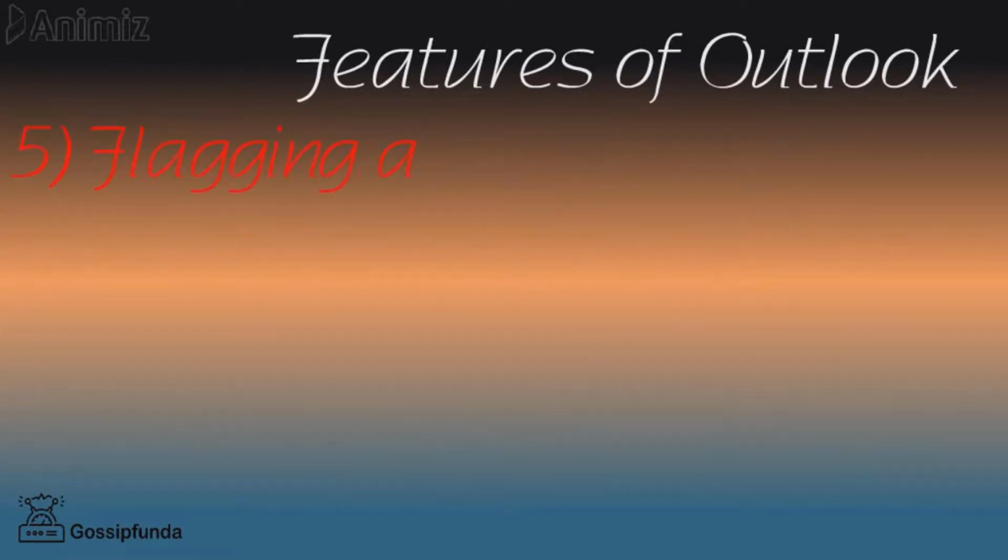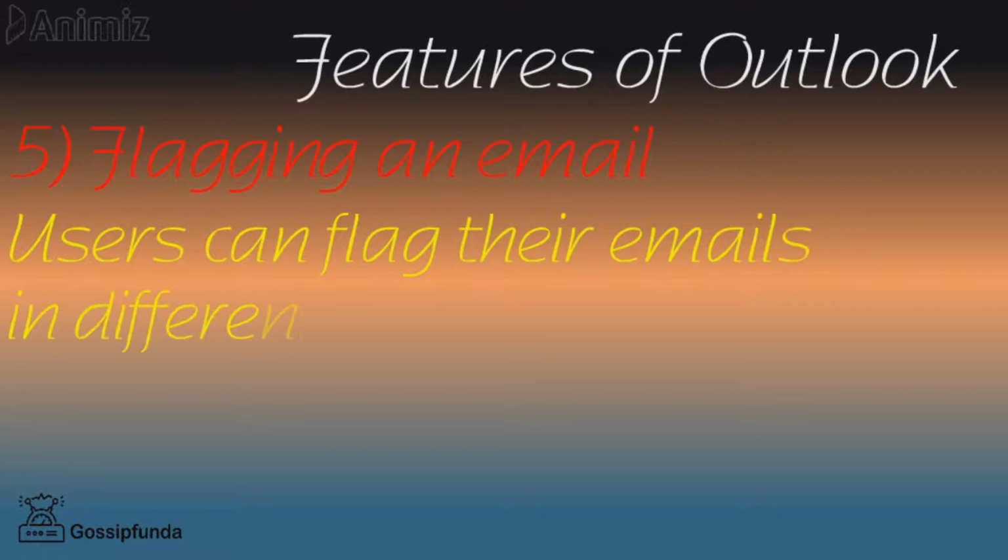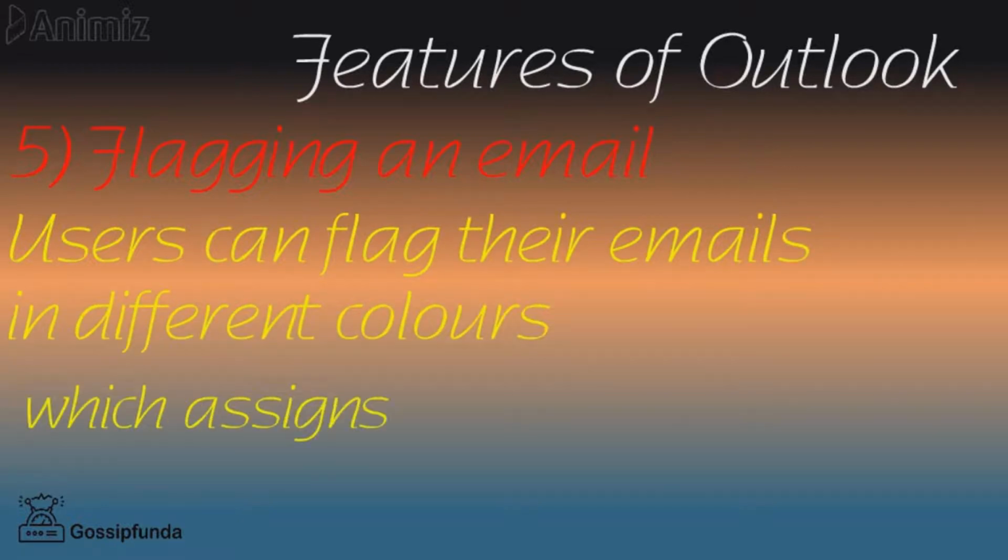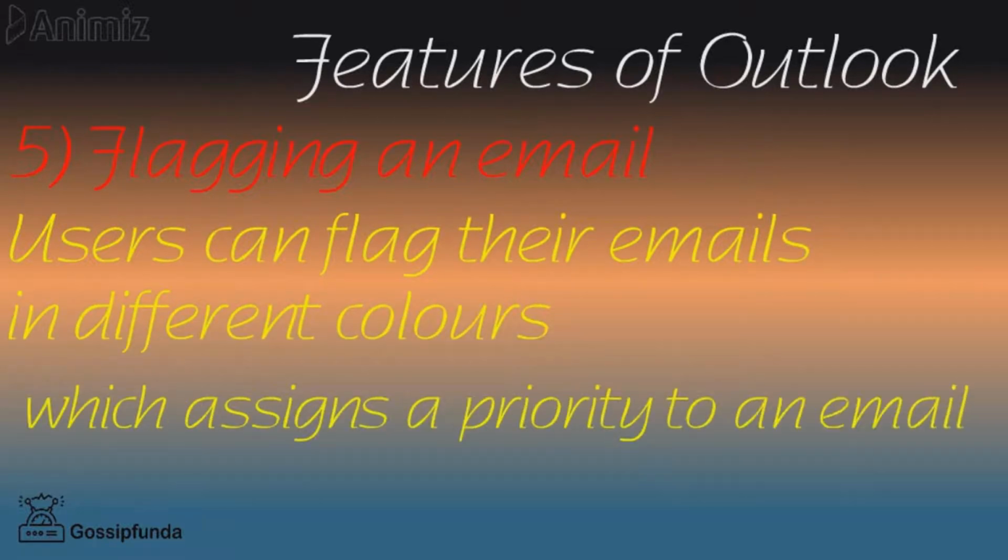Fifth, flagging an email. Here, user can flag their emails in different colors, which assigns a priority to an email, which is not possible in Gmail. This makes the work platform more productive.